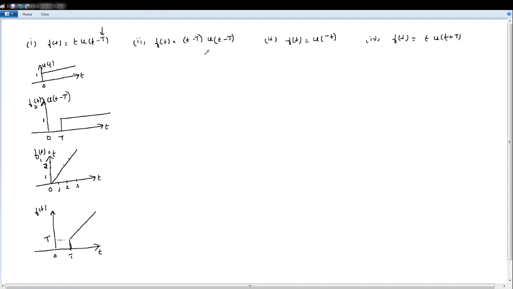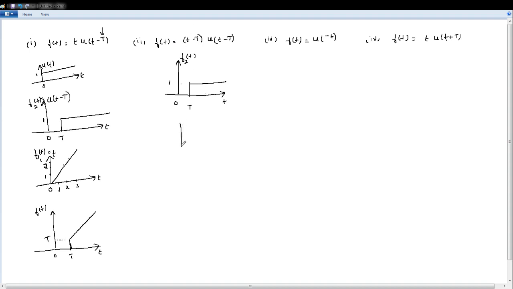Now the second one, again, since you have u of t minus T, I'll be writing the second waveform f2 of t directly, since I've explained it in the previous example. It starts from capital T with an amplitude of 1, and it will go till infinity. Now what is t minus T?